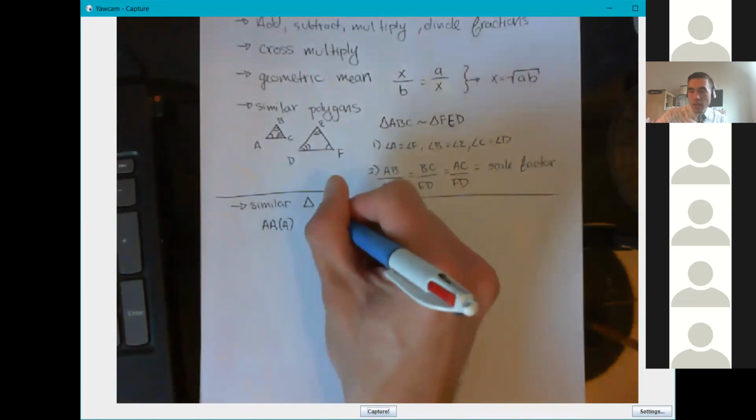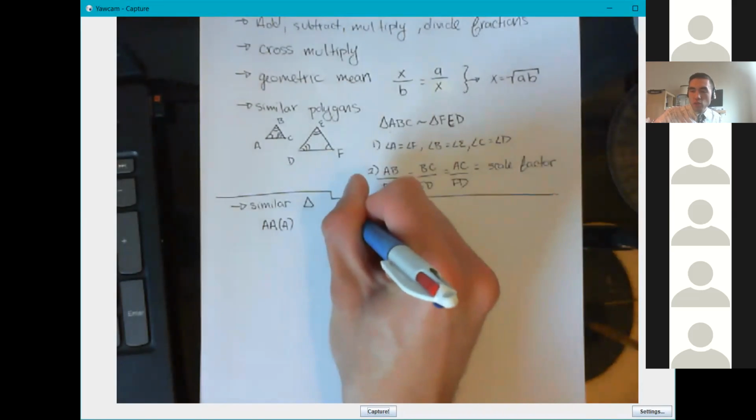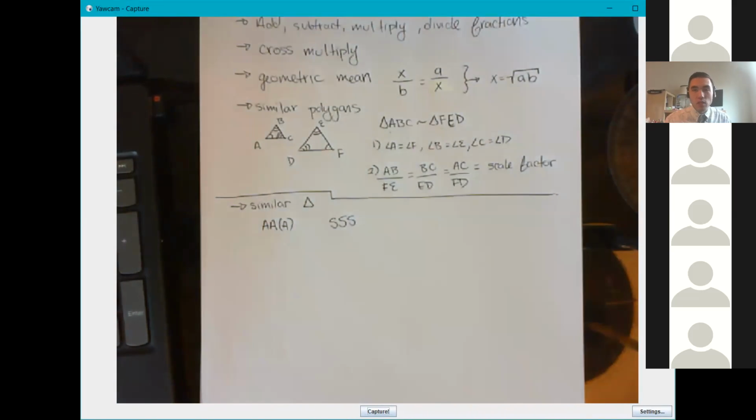SSS? Is that one? SSS. So if I gave you two sets of sides and all of the sides return the same ratio, that tells us that the triangles are similar, which also tells us that the angles are equal.